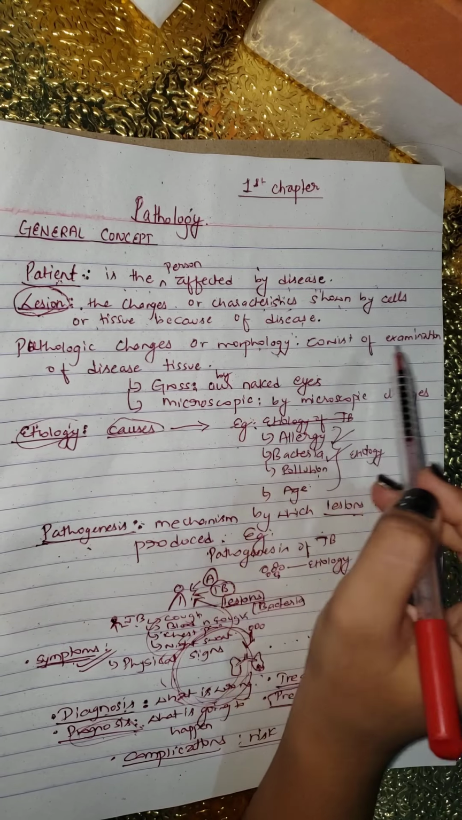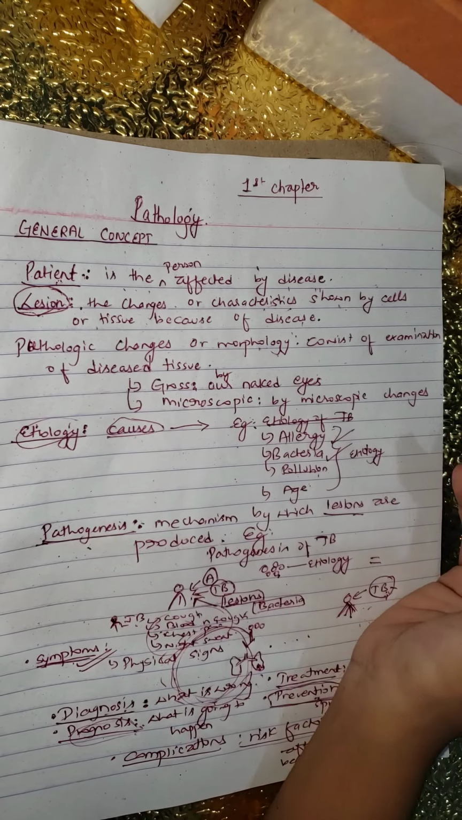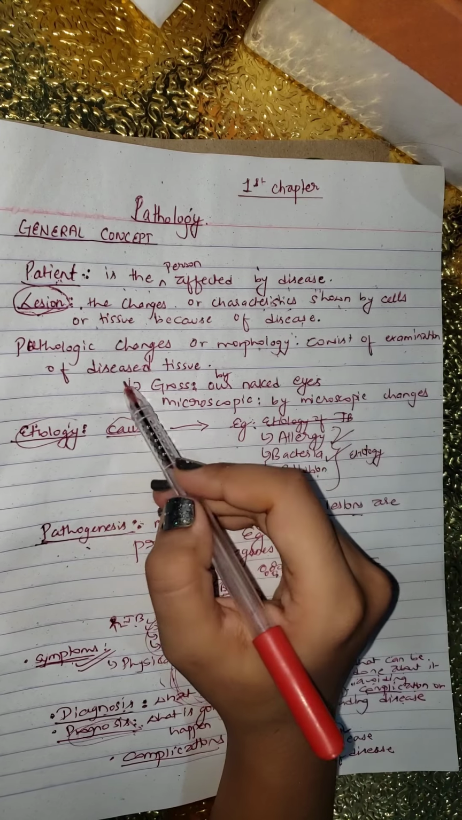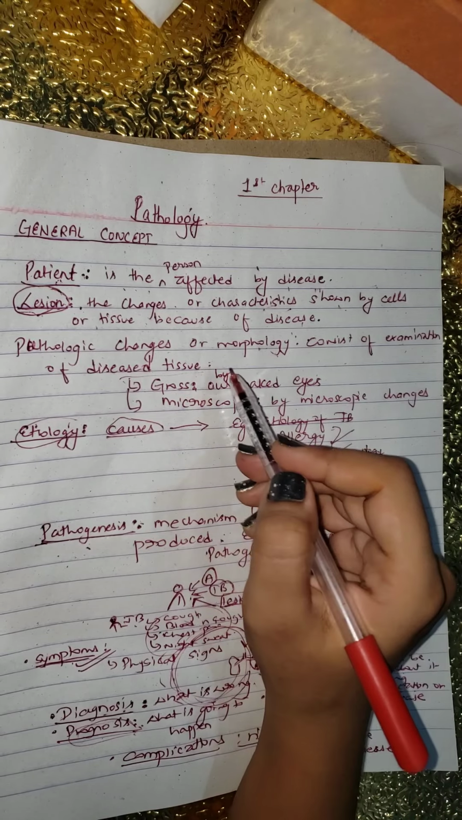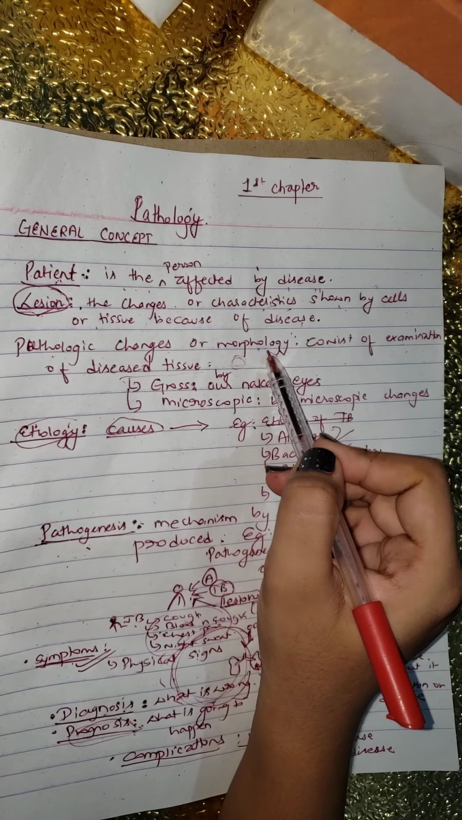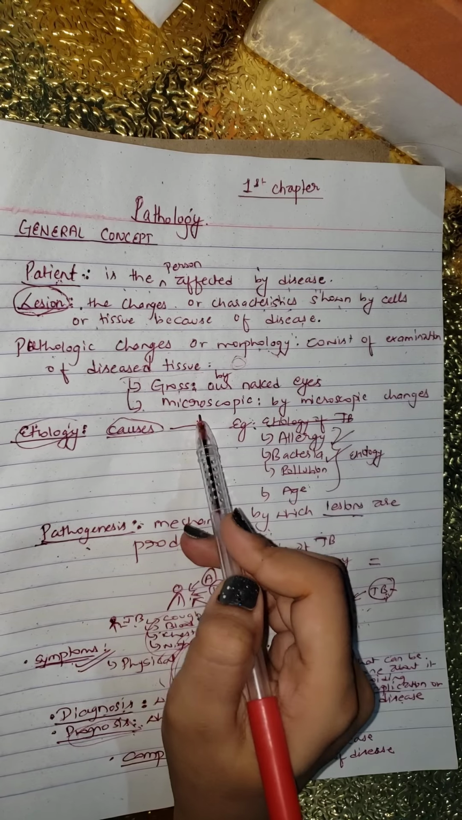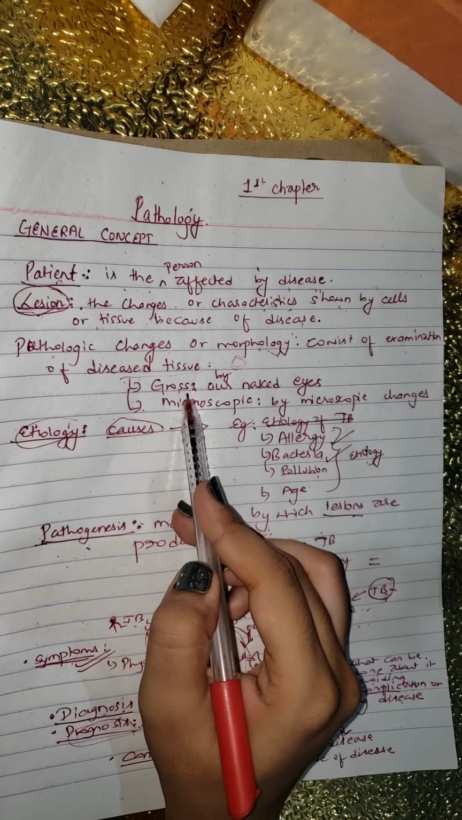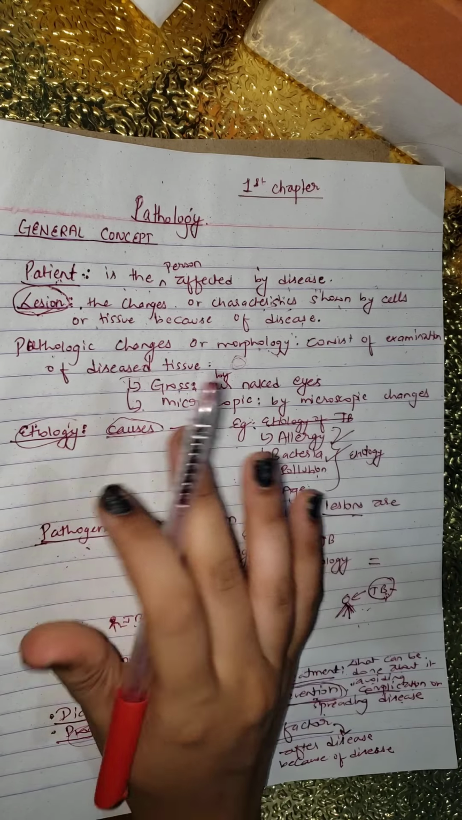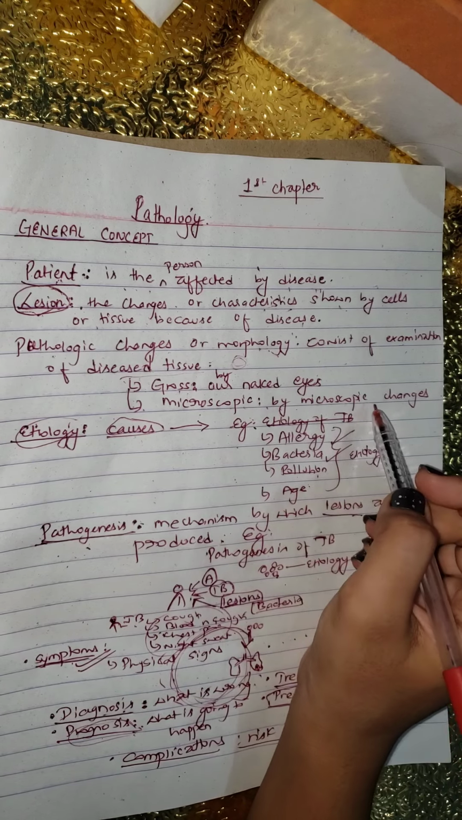It can be seen during examination of diseased tissue. So to understand or diagnose the disease, we have to examine the diseased tissue of the patient. During that examination, we can see certain changes which are called pathologic or morphological changes. There are two types of pathologic changes: gross changes and microscopic changes. Gross changes are those which can be seen by our naked eyes, and microscopic changes cannot be seen by our naked eyes, and we have to see them through a microscope.